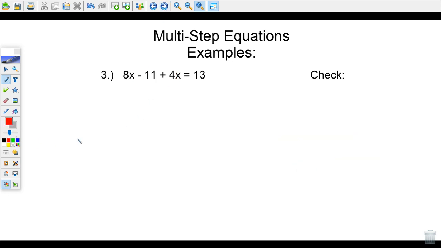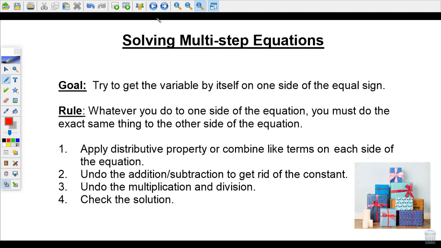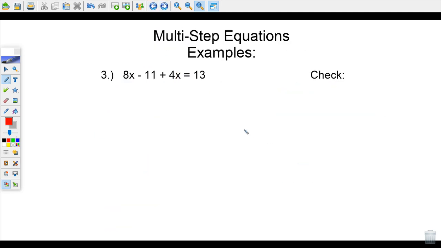Let's look at one more. This time I don't have the parentheses that catch my eye, so I'm not going to have distributive property. But if you look back at those steps that we mentioned earlier, it also says combine like terms. Basically simplify as much as you can before solving. So I see a like term right here and right here. I'm going to combine those. 8x plus 4x gives me 12x. And then this minus 11 stays, equals 13. All I did was combine these two and get the 12x.